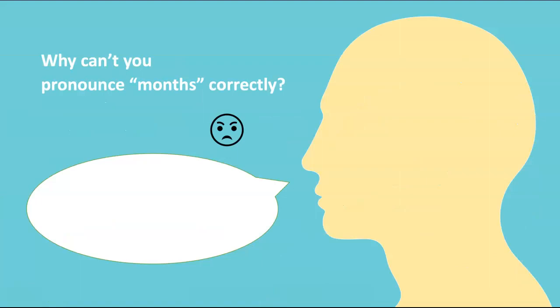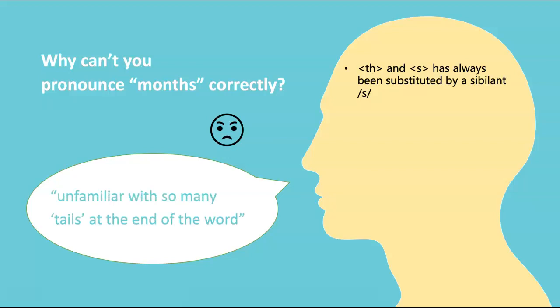This can be an obstacle for learners whose L1 is Mandarin to pronounce English words accurately, especially words with several codas. To give you an example, when I was an English teacher, I found the plural form of "month" is difficult for students to say. The codas f and s have always been simplified into a sibilant s, and I asked them why. They told me that they are unfamiliar with so many tails at the end of the word.